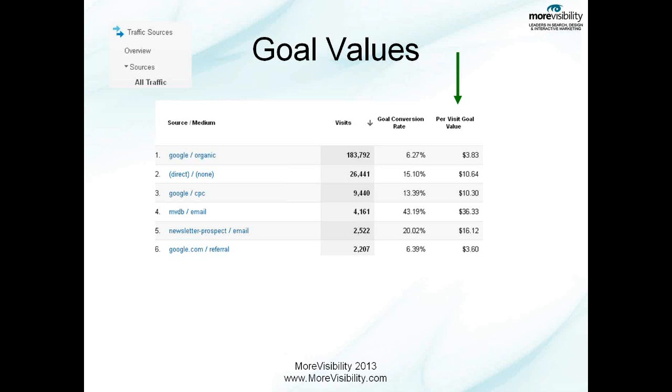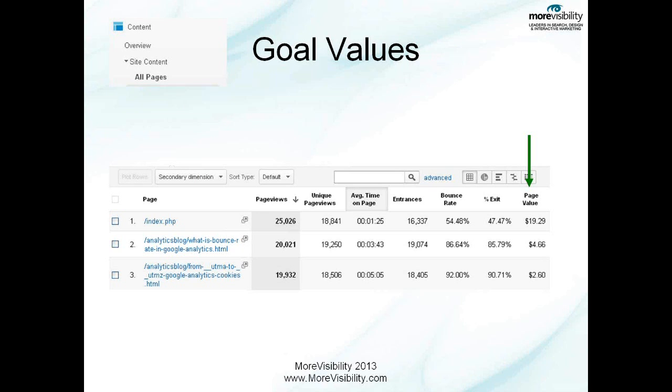A couple of things it does for you, and I'm showing you the traffic sources report here: you start to get this metric that's calculated when you have numbers here, a per visit goal value. So you can look at all of your marketing initiatives and get a feel for which is more effective over the next at a glance.